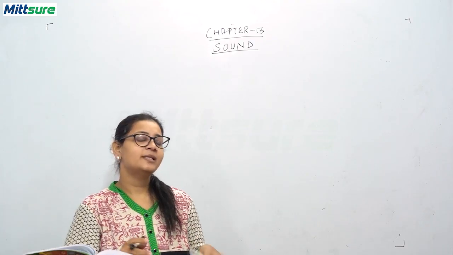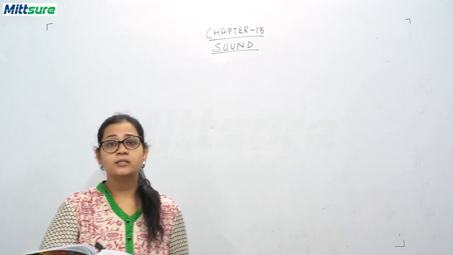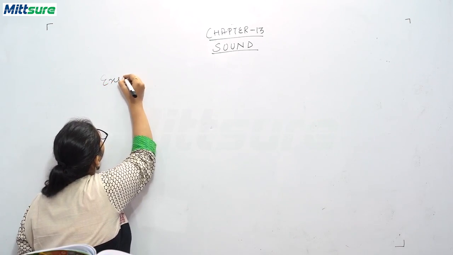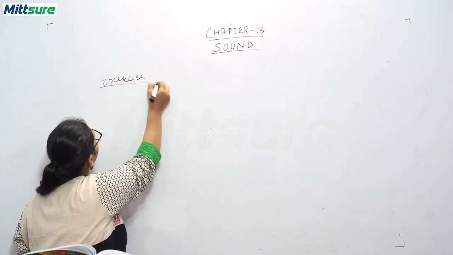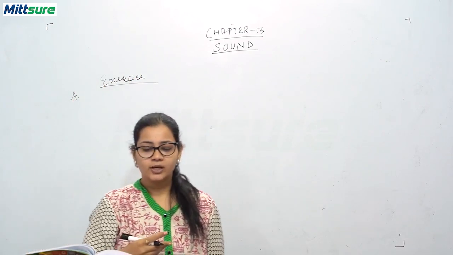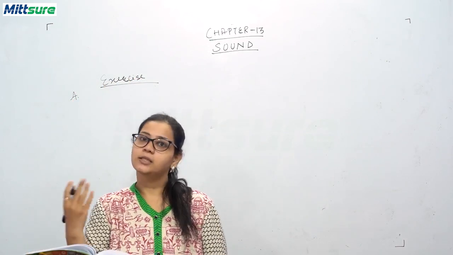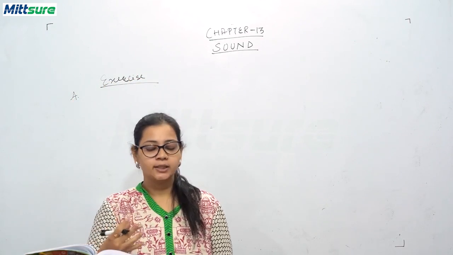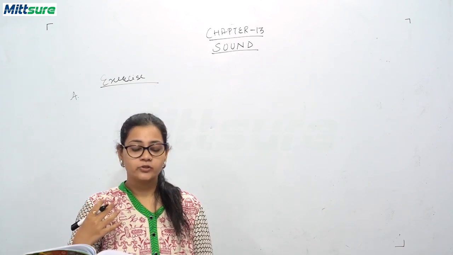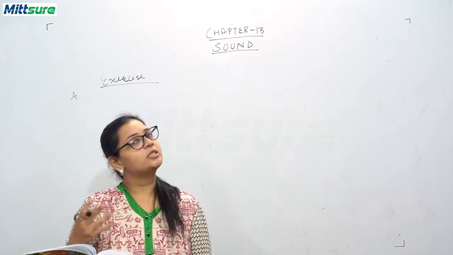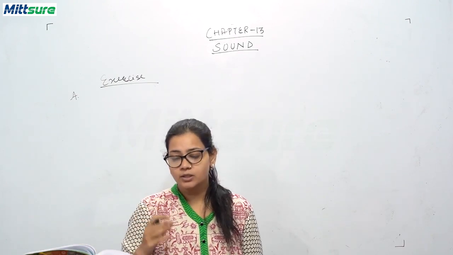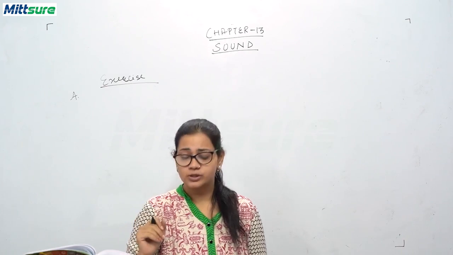Now students, we will be discussing the exercise of the chapter Sound. The first question A is, read the following questions carefully and tick the right options. There are 4 options given and I will be reading out the question for you and telling you the answer which is correct. And we will be marking that answer with a right tick box which is given in your books.